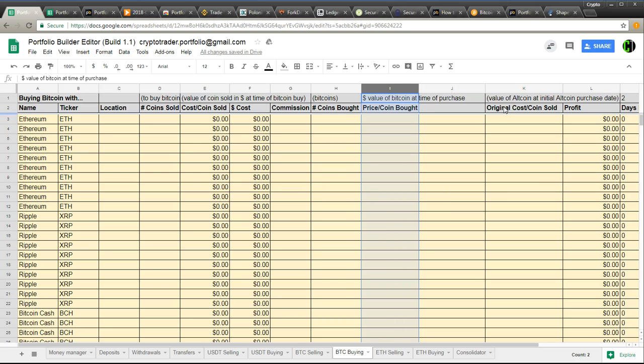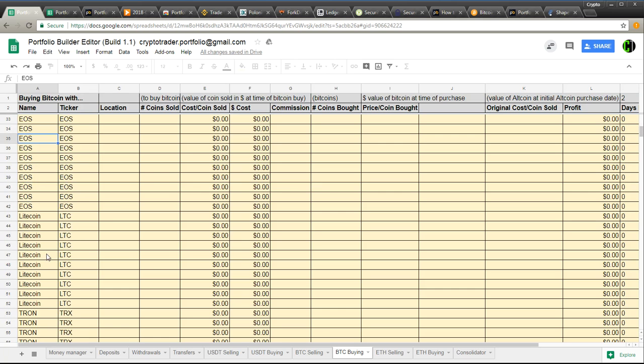Column I is automatically filled. Now column K most likely occurred in the Bitcoin selling or the Ethereum selling. So we're looking at the value of the altcoin when you first purchased that coin. So we have to look back. When did we buy our Ripple or our EOS or our Tron coin, and for what price?